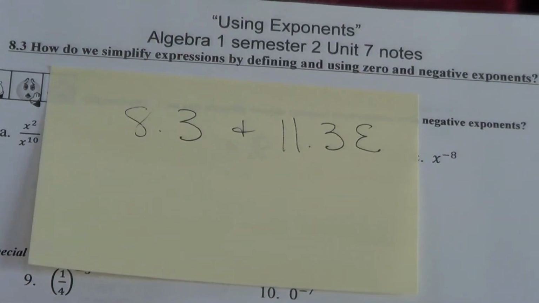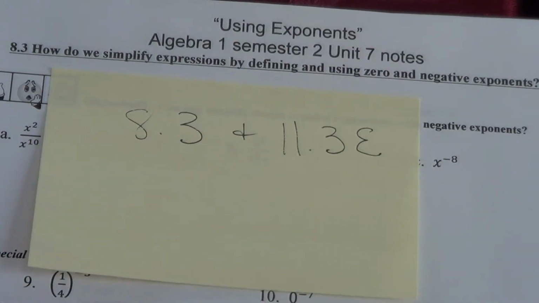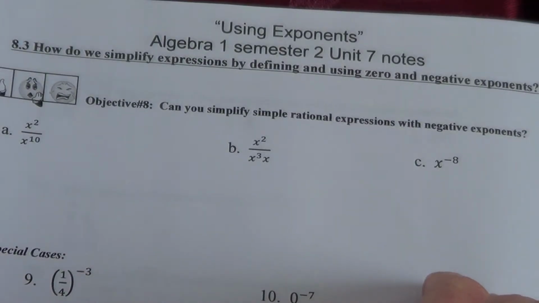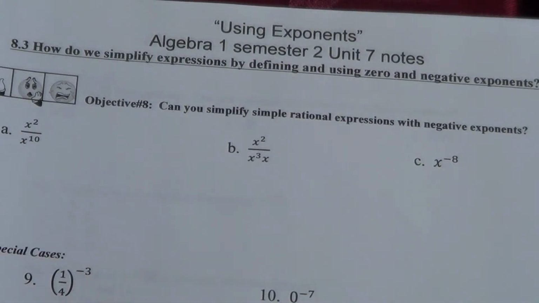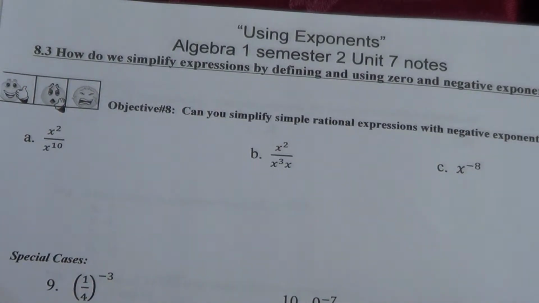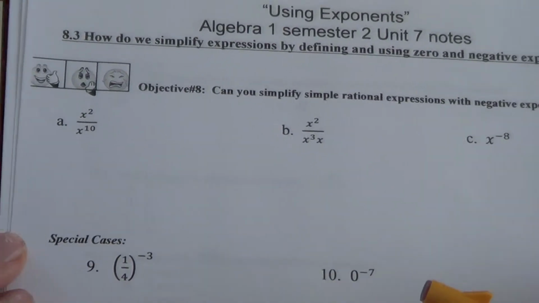Okay, this is Algebra 1, Semester 2, Unit 7. This is 8.3 and 11.3 extra, or extension, I guess it is. Okay, our first question here: can you simplify simple rational expressions with negative exponents?